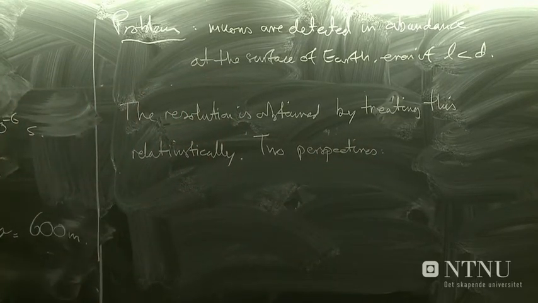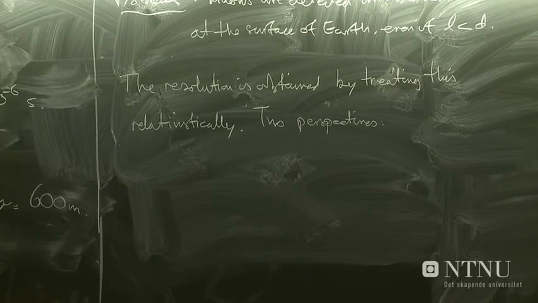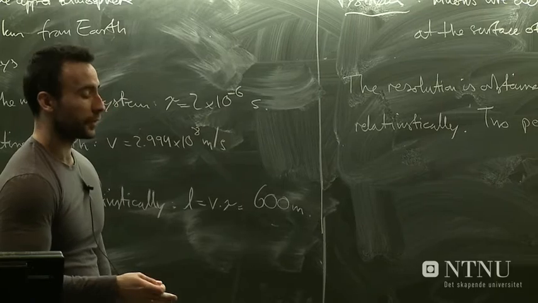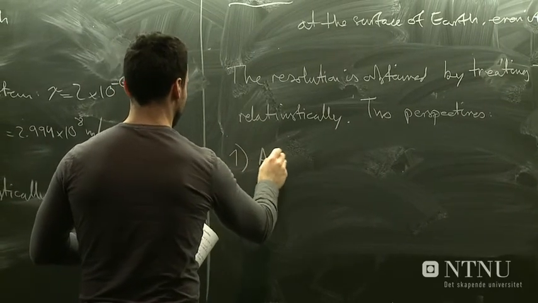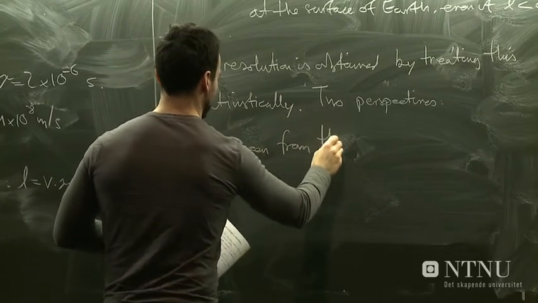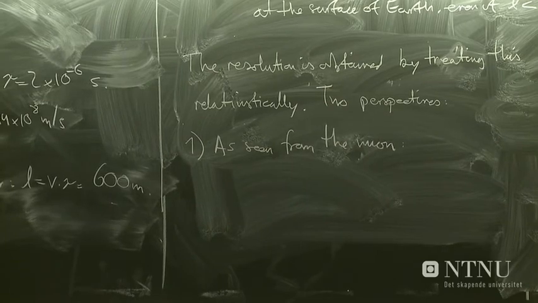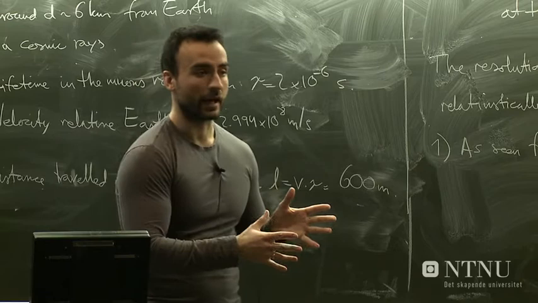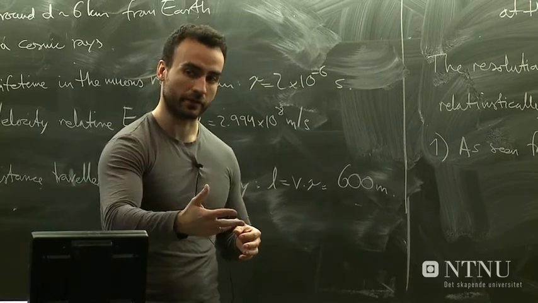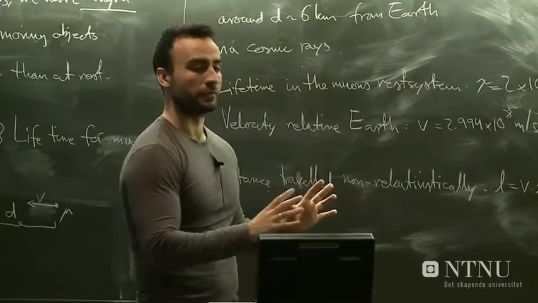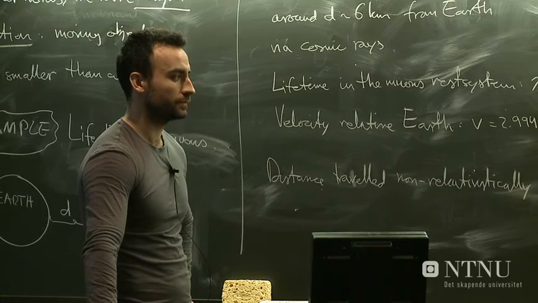So the resolution to this apparent enigma is by considering a relativistic calculation, and there are in fact two ways or two viewpoints we can take. One possibility is to take the viewpoint of the muon. So the question is, what is happening here as seen from the reference system attached to the muon? Imagine you're sitting on this muon and you're speeding towards Earth at an incredible velocity. What would you perceive? What would your lifetime be?